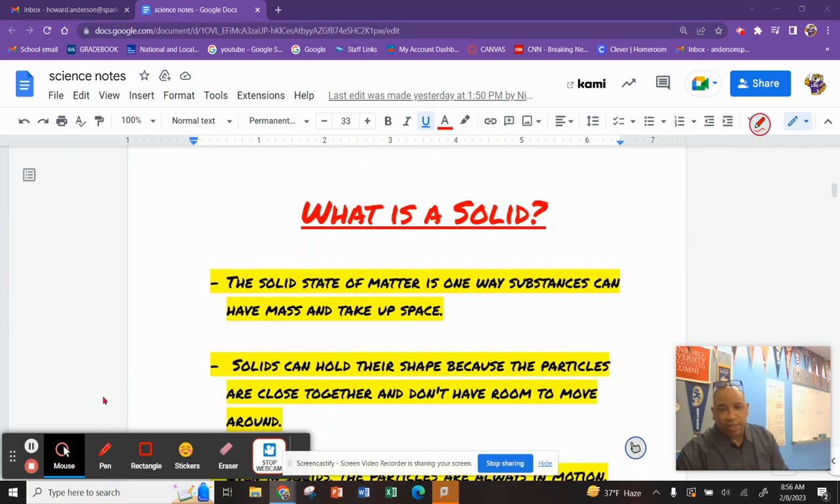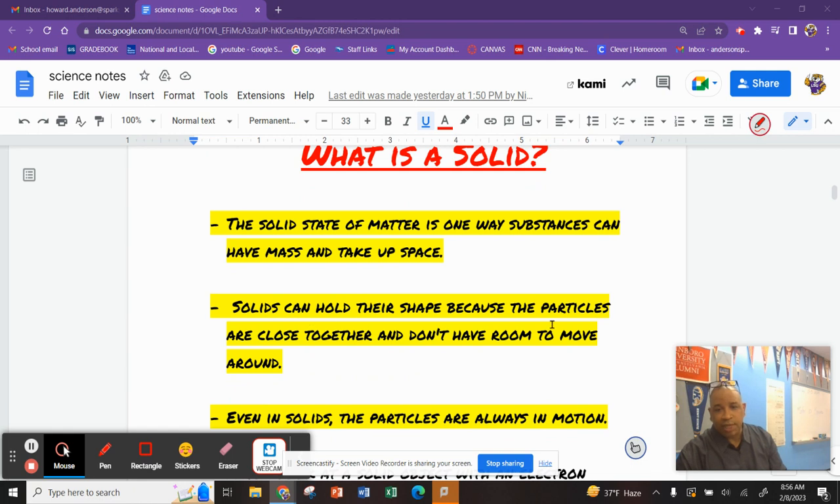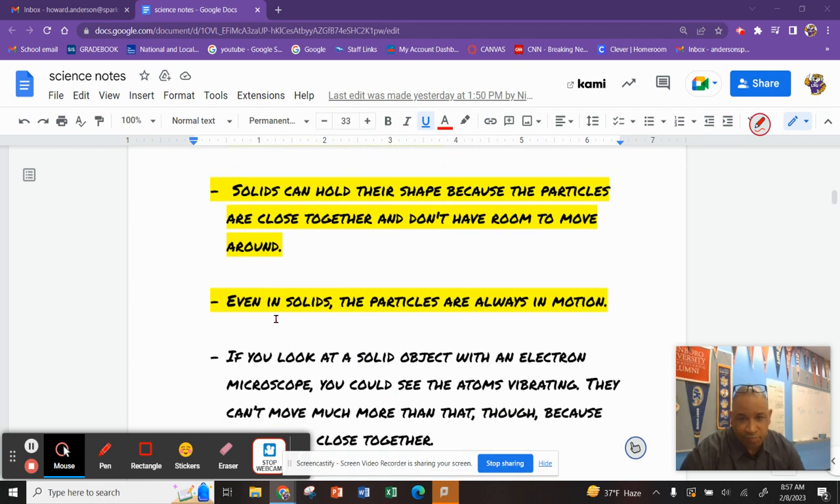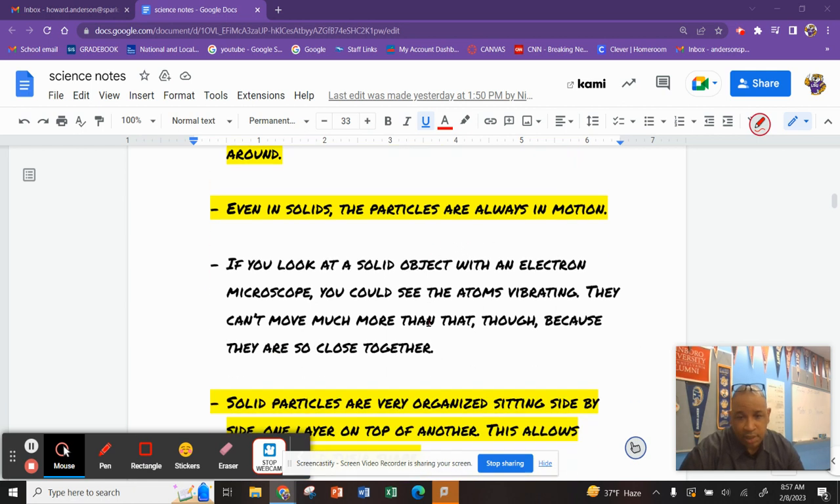Next topic, what is a solid? A solid is a material that has mass and takes up space. We know that. Solids can hold their shape because the particles are close together and do not have room to move around. This will definitely be on the test. They hold their shape because they're packed tightly together. But keep in mind, they are still moving slightly. Even though it's a solid, there's still some motion in there. Does everybody understand that? Make sure you get that. Even in solids, the particles are always in motion.